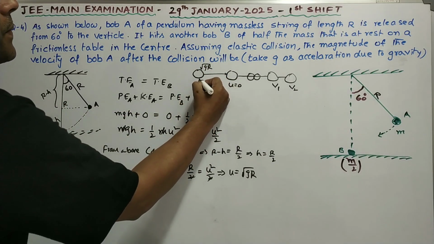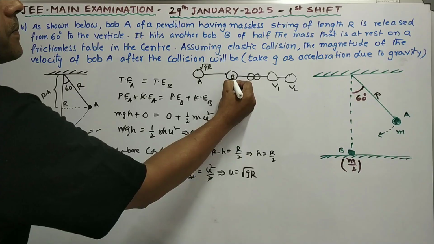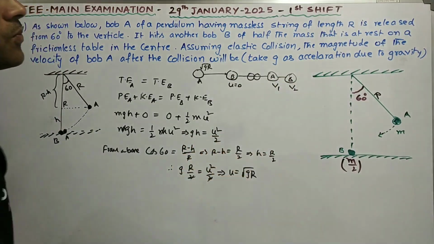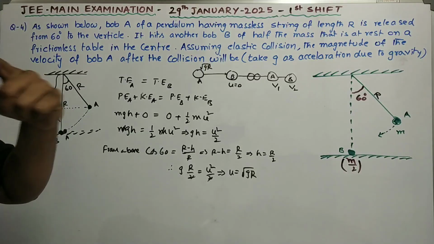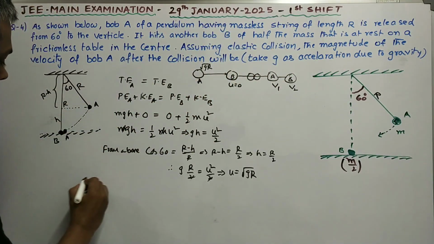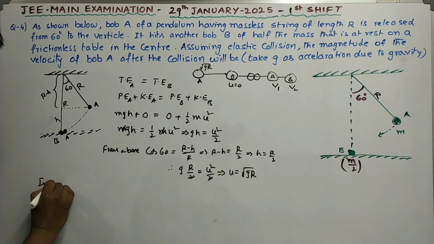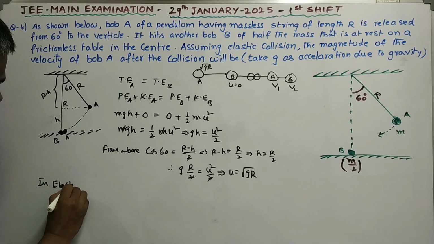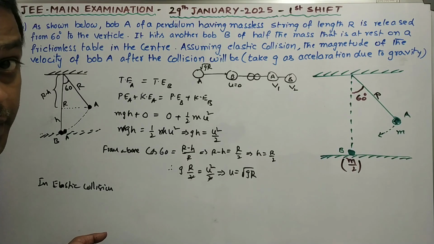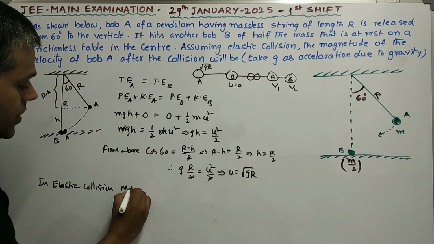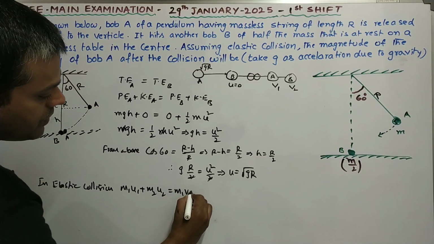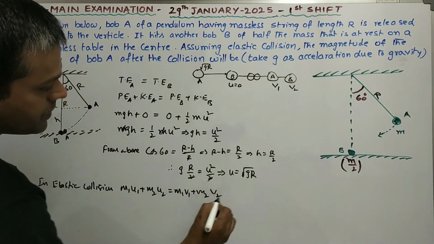Okay, this is A, this is bob B. So after collision, bob A and bob B move with velocities, that means v1 and v2. So what is given? This collision is elastic collision. So in elastic collision, conservation of momentum holds. That means m1 u1 plus m2 u2 is equal to m1 v1 plus m2 v2, isn't it?